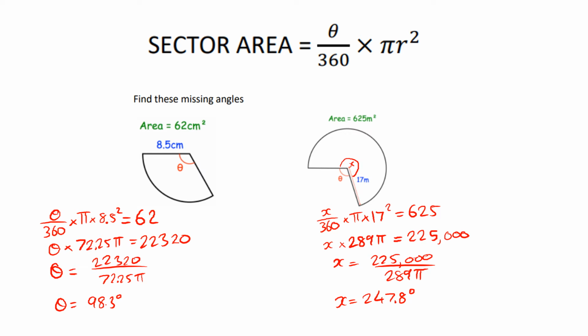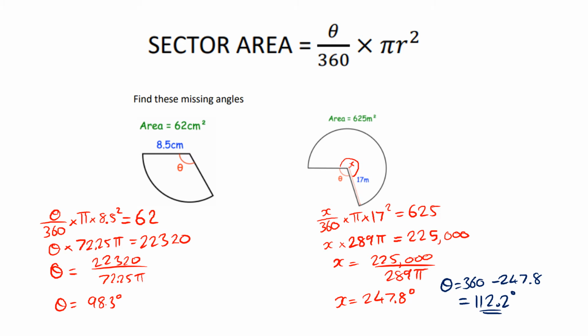So did you spot what the sneaky bit is here? The angle they want isn't inside the sector, it's outside the sector. So you'll get that the angle inside is 247.8. But if we actually want to get theta out of that, we're going to have to take that away from 360. So if we do that, we'll get ourselves to 112.2 degrees as your actual answer. Very sneaky. Okay, so that's enough about sectors.